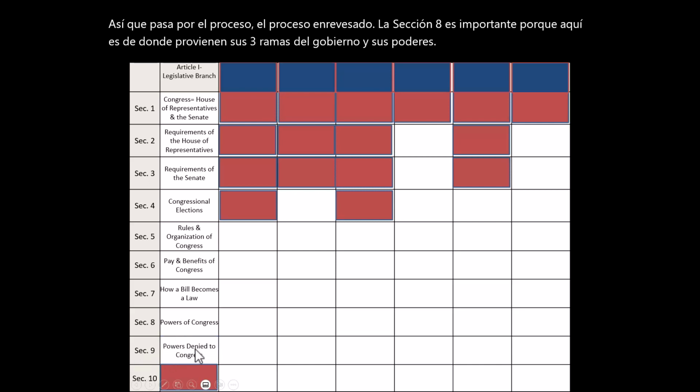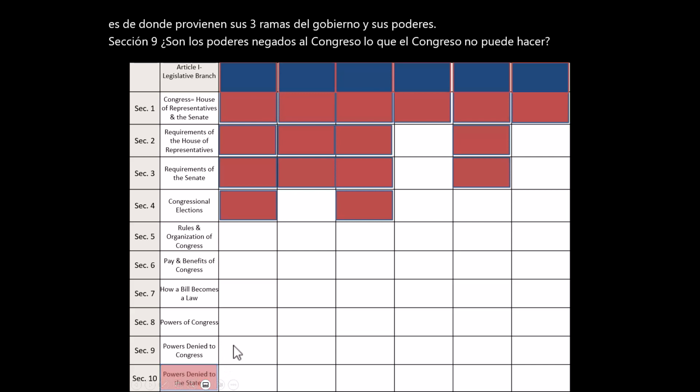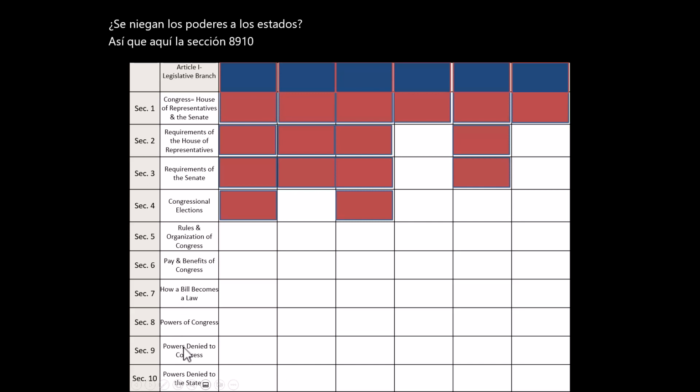Section 9 is the powers denied to Congress, what Congress cannot do. And Section 10 is the powers denied to the states. So here, Sections 8, 9, and 10 tell you what Congress can do, what they cannot do, and what the states cannot do.